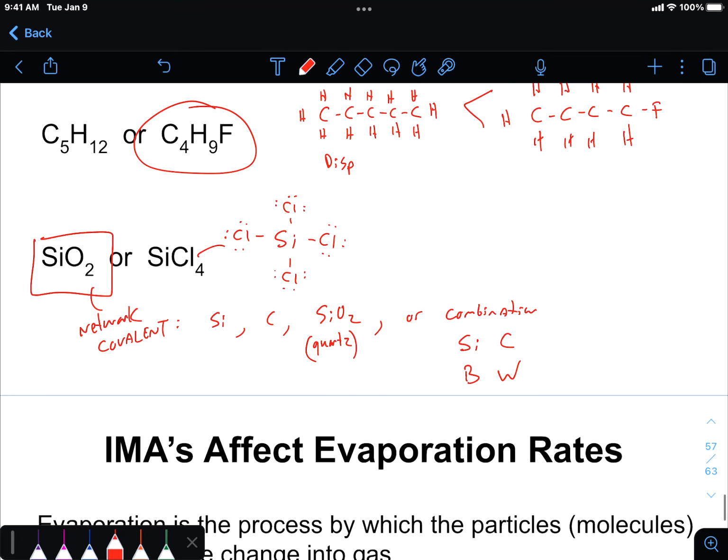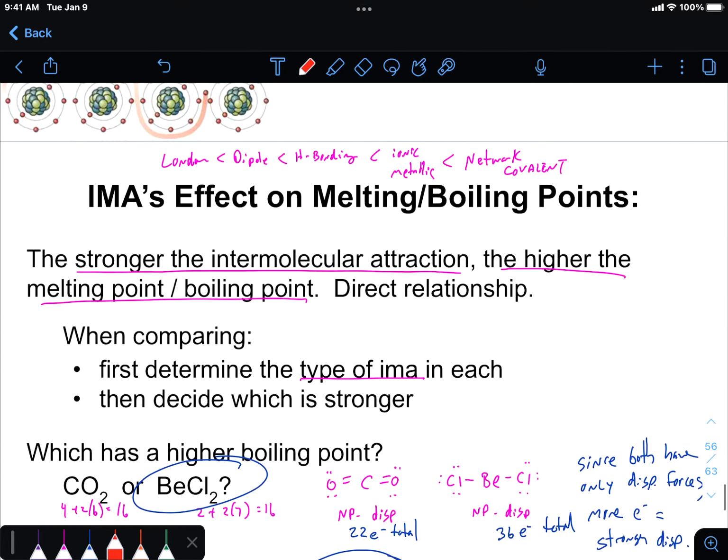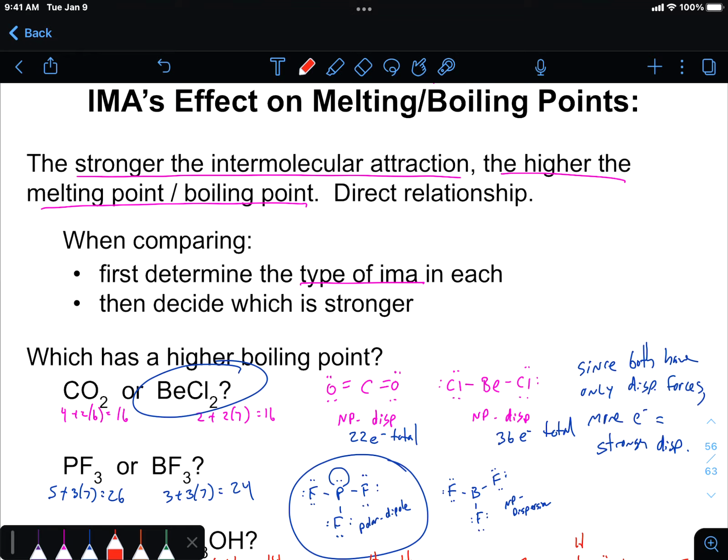All right. So that is how you compare and tell me which one has the higher melting or boiling point. Now, notice that I said melting or boiling. If the two substances are gases or liquids, then we will use the term boiling point. But if the two substances are solids, then I will use the term melting point. You don't have to differentiate that. The way you figure out the answer is still the same, regardless of whether I'm asking about melting or boiling. You're still looking for whichever one is stronger.